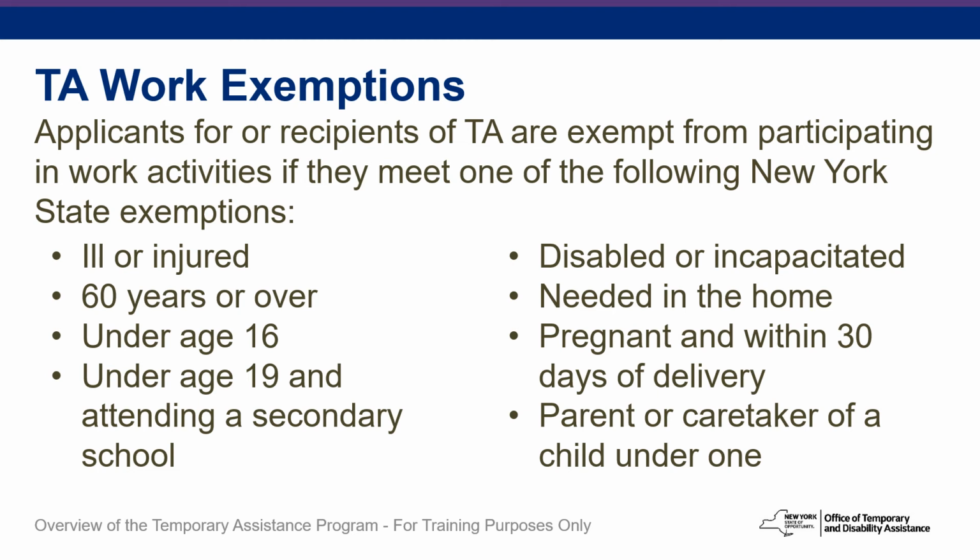TA work exemptions include when an individual is ill or injured and unable to work for up to 3 months with medical verification, 60 years of age or older, under age 16, under age 19 and attending a secondary, vocational, or technical school full-time, disabled or incapacitated in accordance with disability and work limitation provisions, needed in the home to care for an incapacitated household member and no other individual is available or appropriate to provide such care, pregnant and within 30 days of medically verified delivery date, or a parent or caretaker relative of a child under age 1.